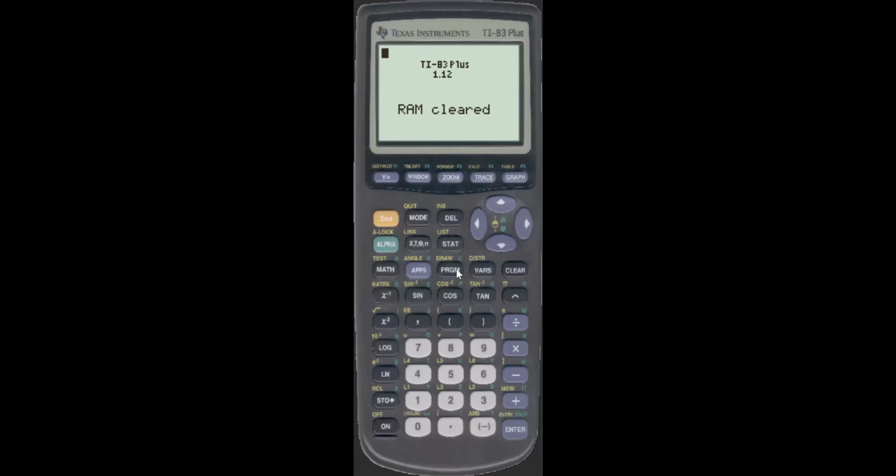Okay, so we're doing everything in, I think it's second distribution. There it is. So we want binomial PDF. Okay, and we want binomial PDF because we're only doing it at one point. Now yours might have fields to enter. Mine doesn't, so I need to see what to put in those fields.